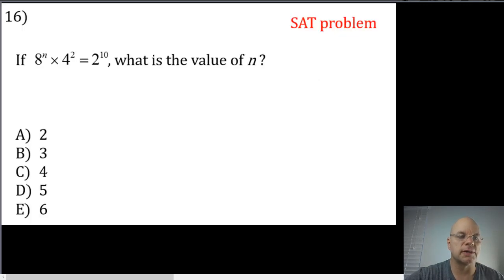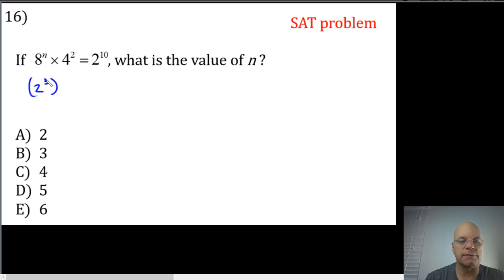Lastly, problem 16. This is a pretty challenging problem. You have to recognize something to be able to solve this. If 8 to the n multiplied by 4 to the second power equals 2 to the 10th power, what is the value of n? This seems like one of these problems where we are going to use laws of exponents to solve for the variable, but we don't have the same base. We don't even have the same base here, let alone here. You need to recognize, first of all, that 8 is a power of 2. 8 is 2 to the third power.